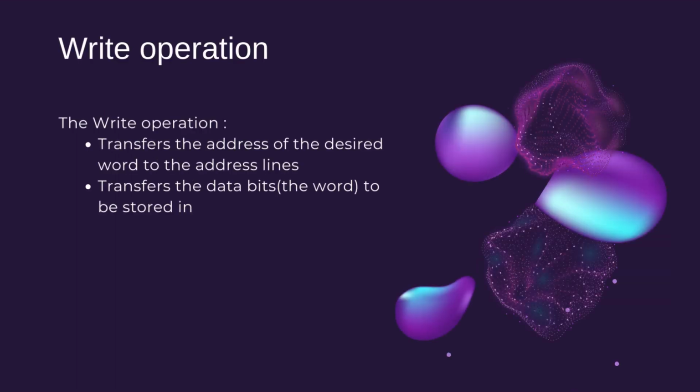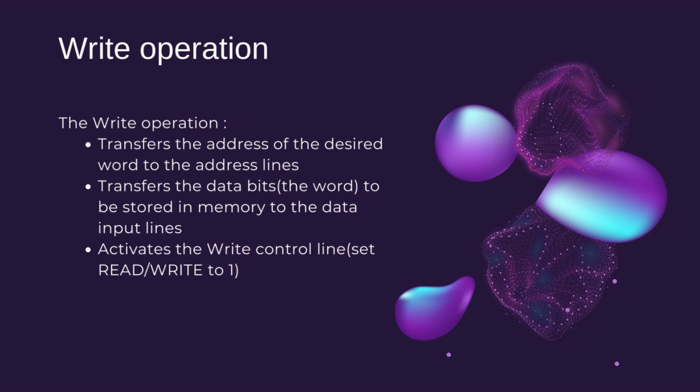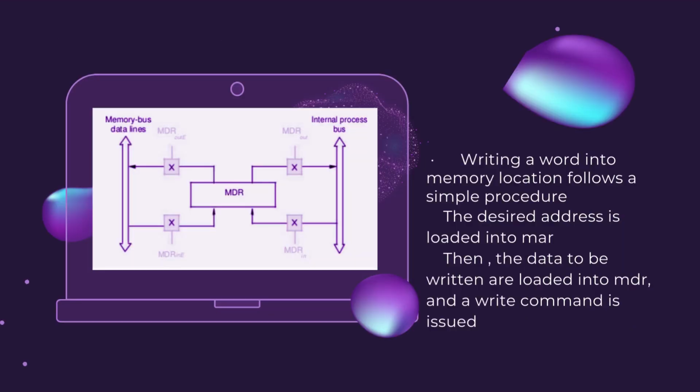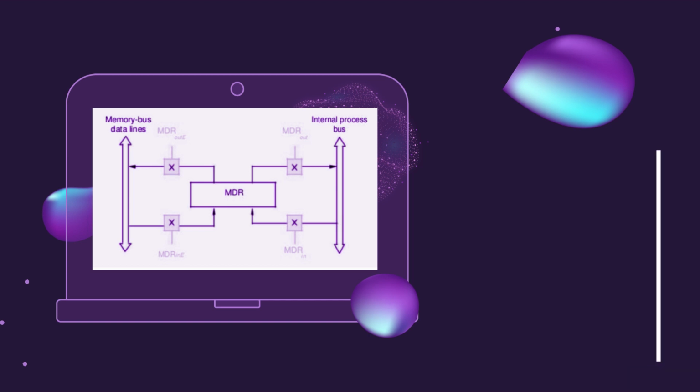Now, let us see about the write operation. It provides the address of the desired word to the address lines, and also transfers the data bits which are to be stored in memory to the data input lines. It activates the write control line. Now, to write a word into a memory location, there are certain steps to be done. Firstly, the desired address is loaded into MAR and then the data to be written is loaded into MDR, and a write command is issued.